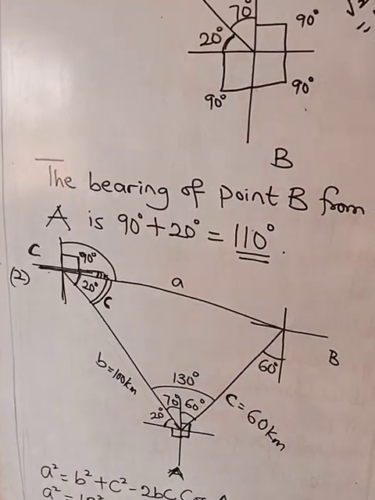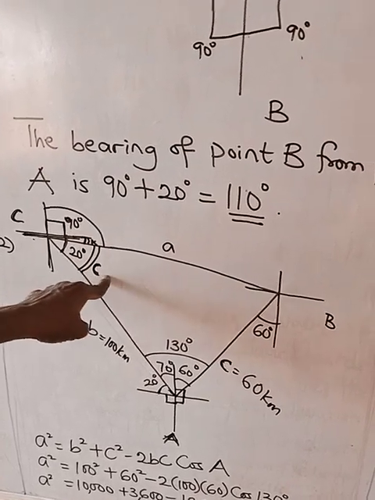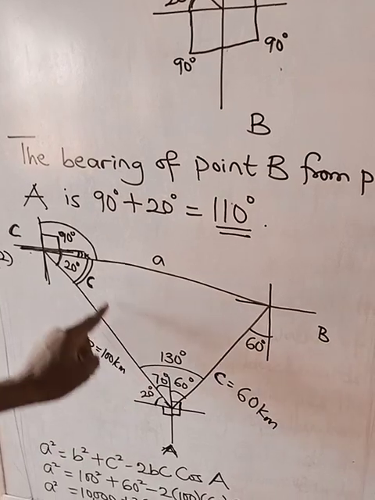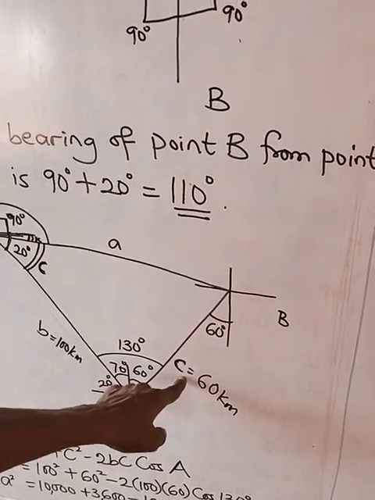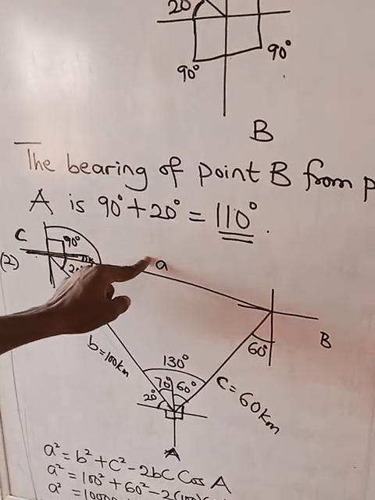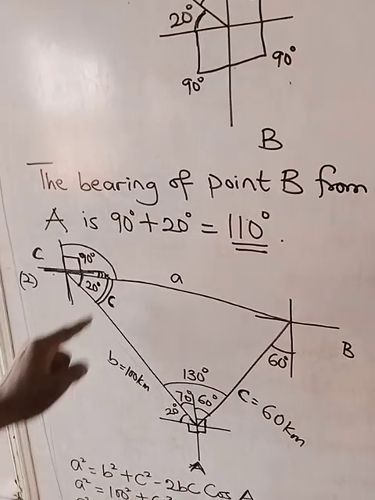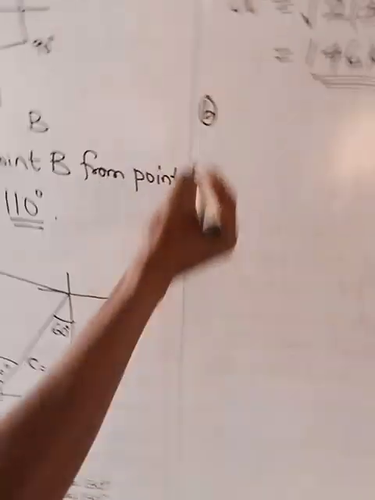So now, please note it. We want to get angle C now. We have this angle here. We have the side C, that's 60. We have the side A, which we have just gotten, and now we have the angle A. So we can use sine rule here. So what is sine rule now?